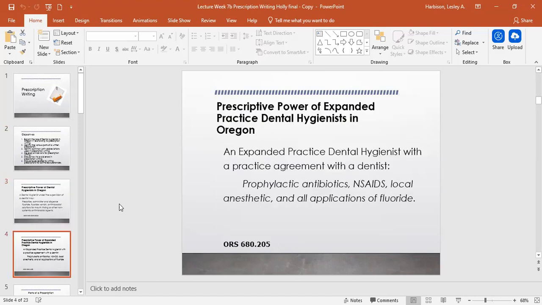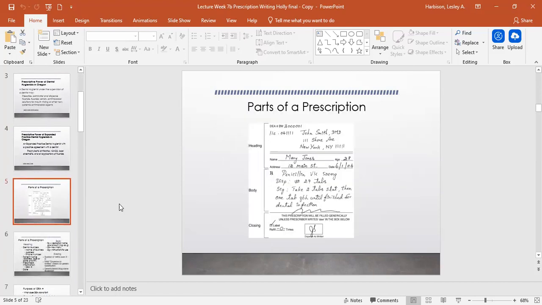An expanded practice dental hygienist with a practice agreement with a dentist can prescribe prophylactic antibiotics, NSAIDs, such as a prescription strength Advil or Etodolac or something like that, local anesthetic, and all applications of fluoride. That is, if you have a practice agreement with a dentist.